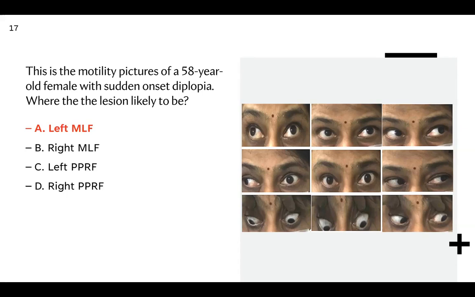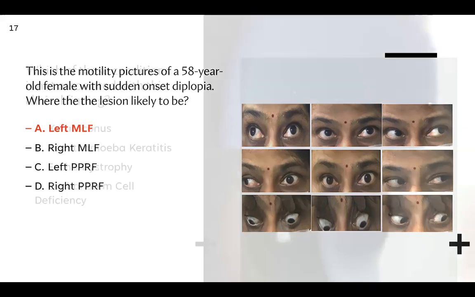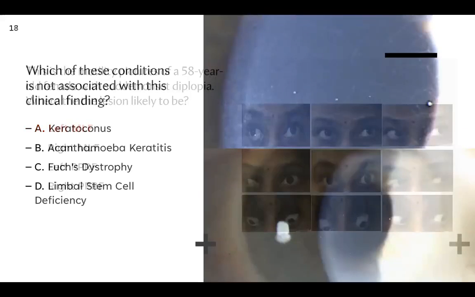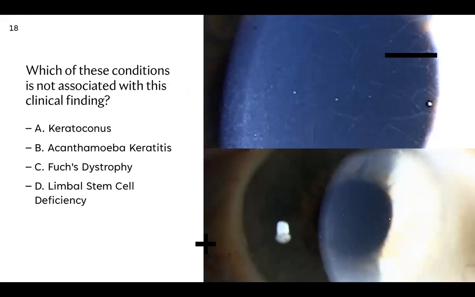All right. So question number 18 is this. This is a slit lamp image at low magnification and at high magnification. Which of the following conditions is not associated with this clinical finding that you see in this image? Is it A, keratoconus? B, acanthamoeba? C, Fuchs dystrophy? Or D, limbal stem cell deficiency or LSCD?